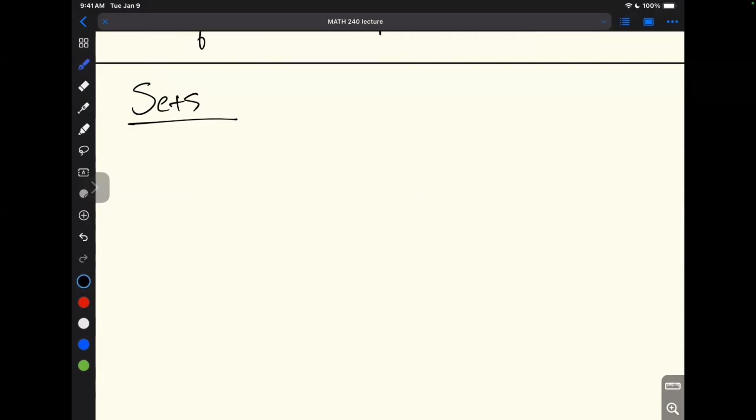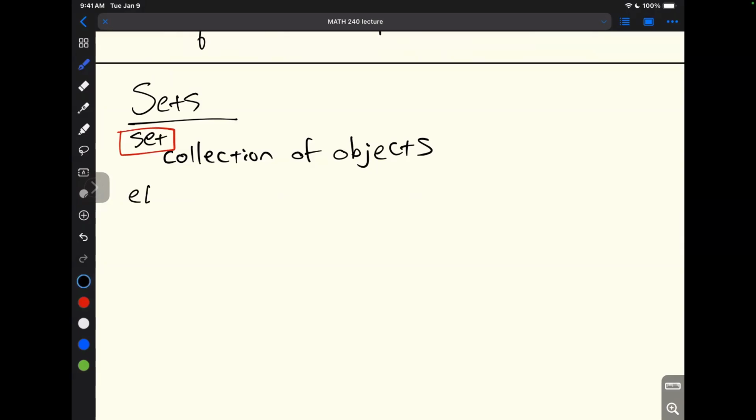The book says, interestingly, that the term set itself is a primary notion of mathematics, and we do not define it. However, a set is basically a collection of objects, where we're using such broad language that it doesn't really mean anything. And similarly, we'll define an element as one of those objects.